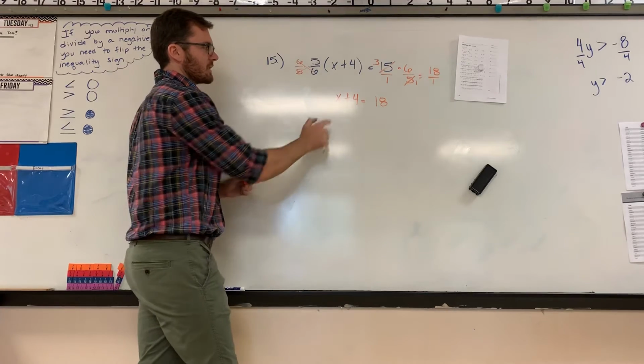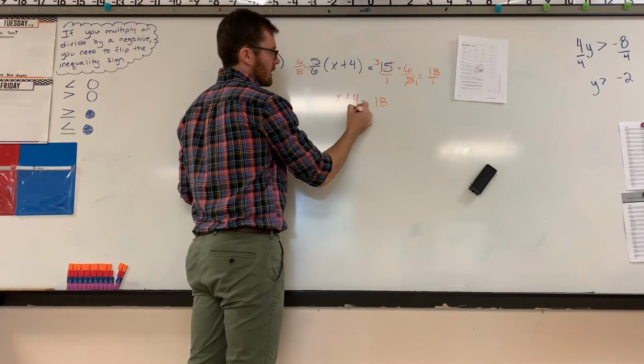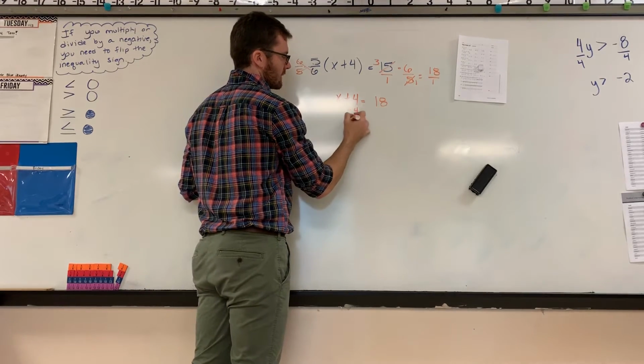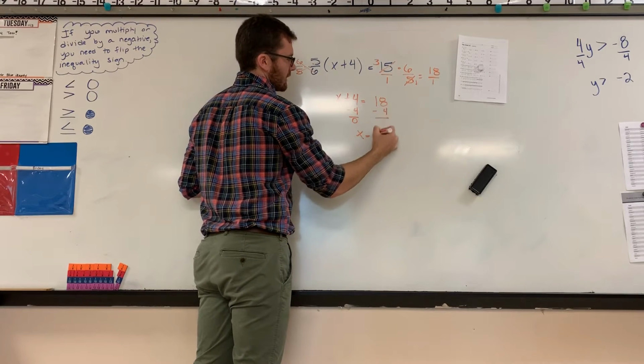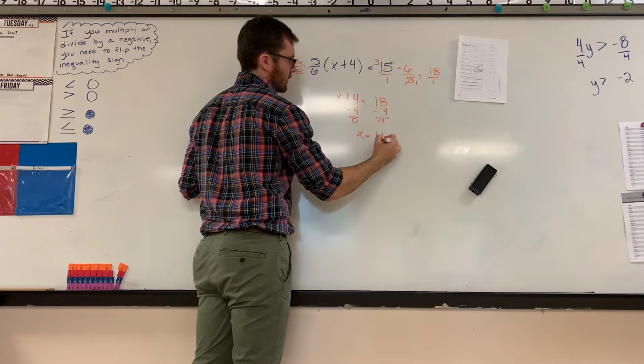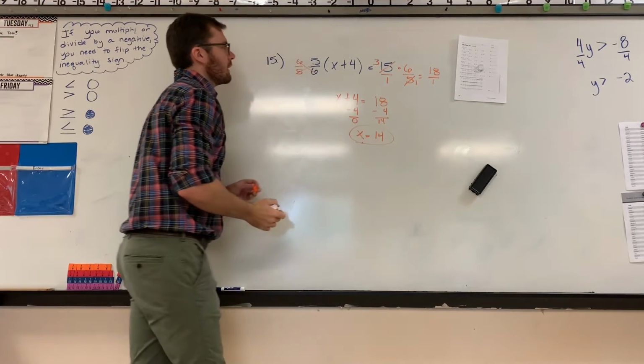Finally, my last step is to get rid of the positive 4. So I'm going to subtract 4 on this side, so all I have left is x, and subtract 4 on this side, and all I have left is 14. X equals 14.